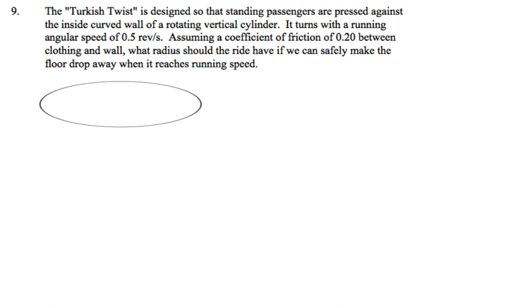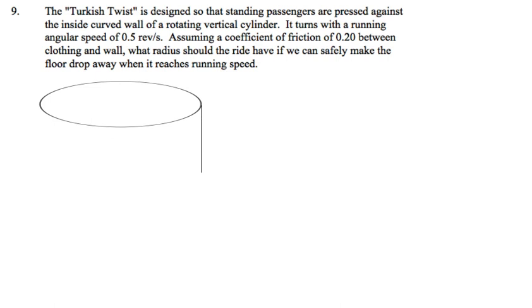All right, so in this problem, the Turkish twist, you have a drum, just like in your washing machine, if you had a top-loading washing machine, which is the next problem. So if you can do this problem, you can do the next problem because it's pretty much the same diagram and the same picture.